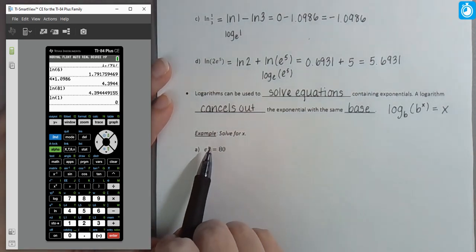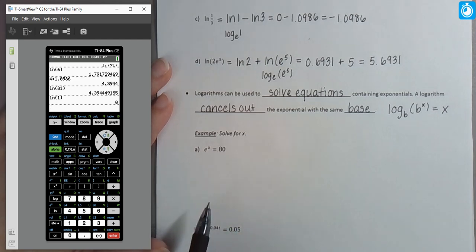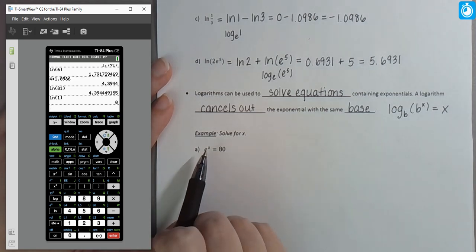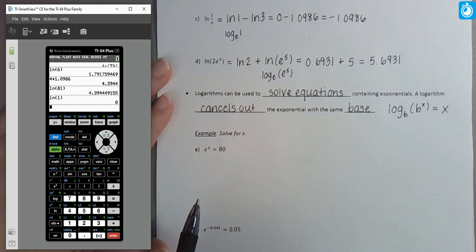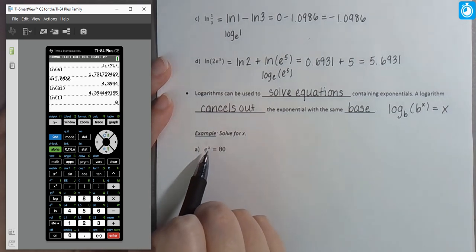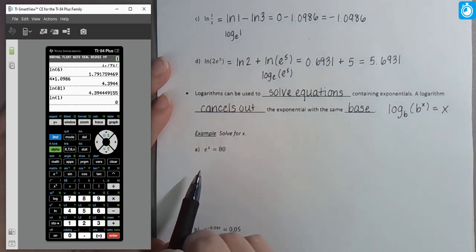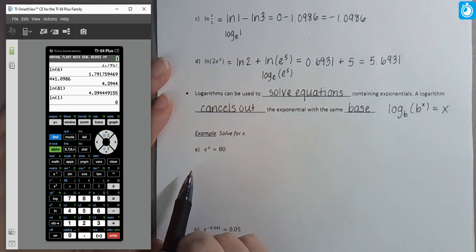So suppose we know that e to the x power is equal to 80. We want to know what exponent would make that true. We want to solve for x. If we want to get rid of the e, but keep that exponent, isolate that exponent, that's where we're going to use a logarithm. It has to be a logarithm of the same base, though. In order to cancel out something, it's got to have the same base. So if we want to get rid of a base of e, we're going to use a logarithm base e, what we also call the natural logarithm.